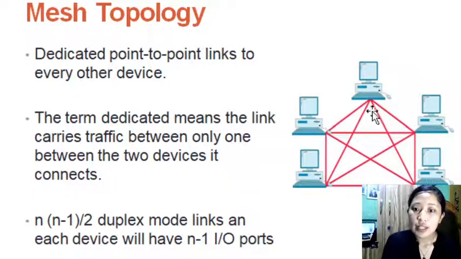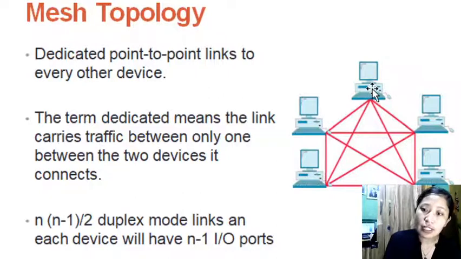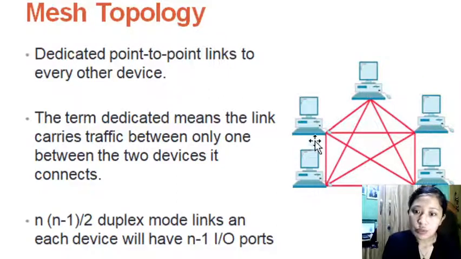Okay, so suppose this device wants to send some data to this one, it can directly send. It need not send via some other devices, because there is a direct link from this device to this device. So between any two devices you have a dedicated link, so they can directly communicate with each other. Now in this type of mesh topology, as the name suggests, it is messy. A large number of transmission media will be required.